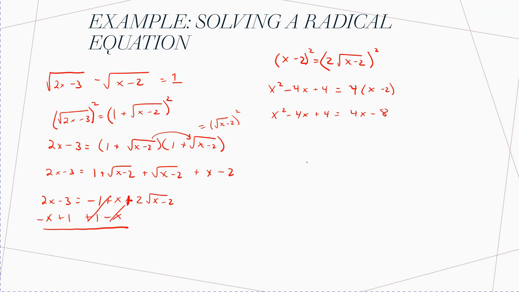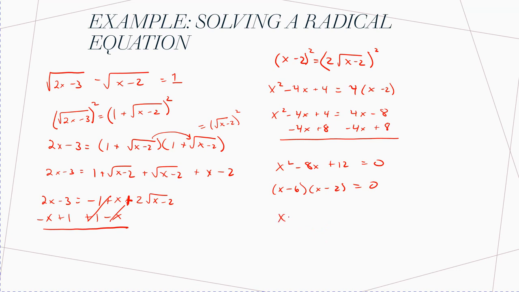Okay, so what are you going to have to do, right? You're going to have to subtract over. So you get x squared minus 8x plus 12 is equal to 0. So you're going to have to factor this. It factors into x minus 6 times x minus 2 is equal to 0.